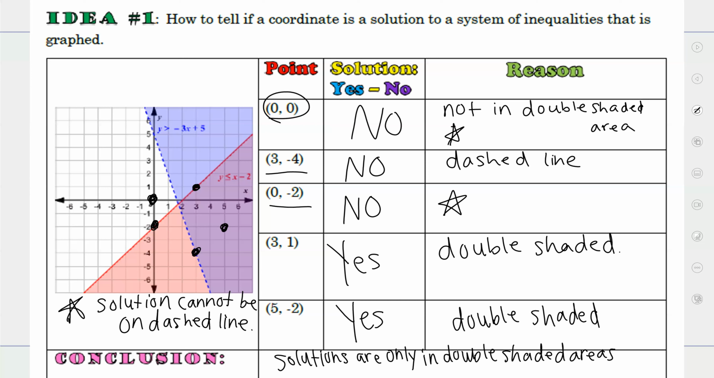Okay, so let's talk about this point right here. Let me erase these points so that we only focus on the one I'm talking about. I'm going to erase these points on my graph. I want to show you this point right here at the intersection. This point is not a solution. The reason is because it's on a dashed line. Solutions are not on dashed lines. Okay? Let's go on to the next example.